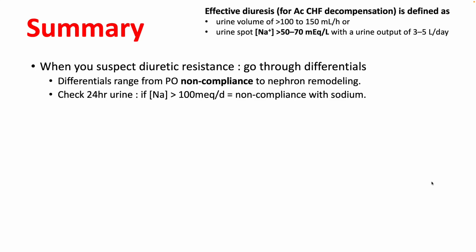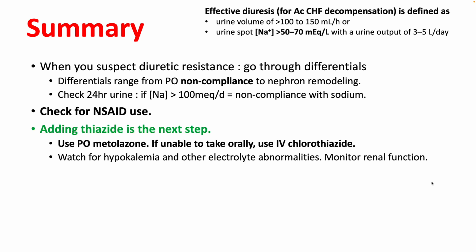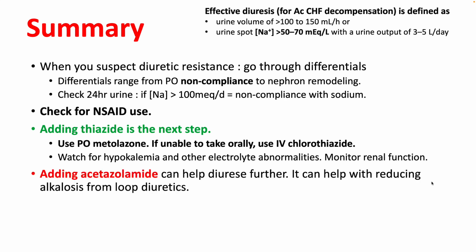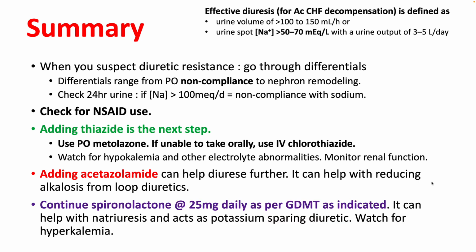To summarize, when you suspect diuretic resistance, go through a differential. Make sure that you check for non-compliance, check for NSAID use. Adding thiazide is the next step. Use PO metolazone, and if unable to take orally, use IV chlorothiazide. Watch for hypokalemia and other electrolyte abnormalities and monitor your renal function. Adding acetazolamide can help you diurese further. It can help with reducing alkalosis from loop diuretics.